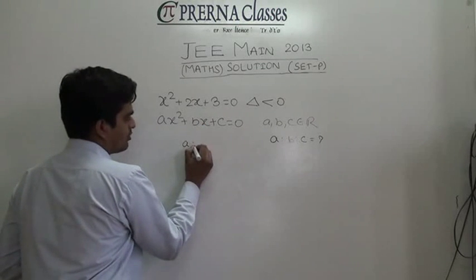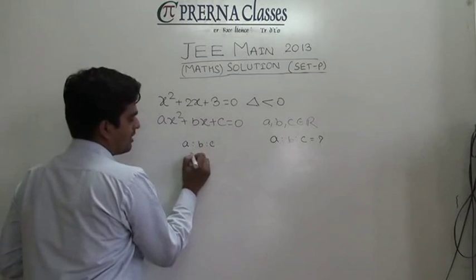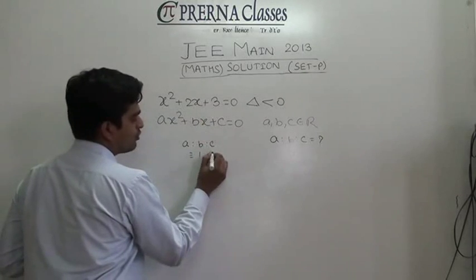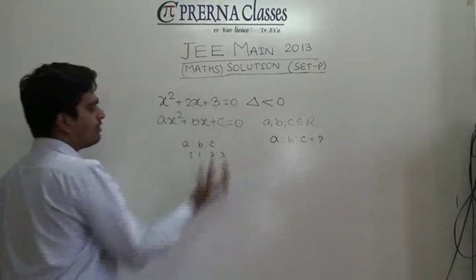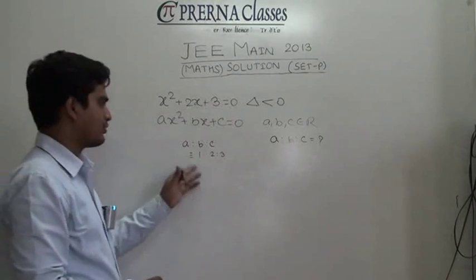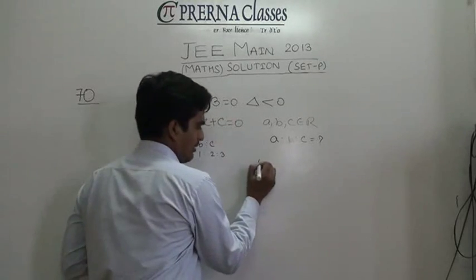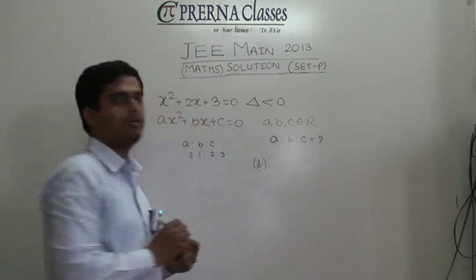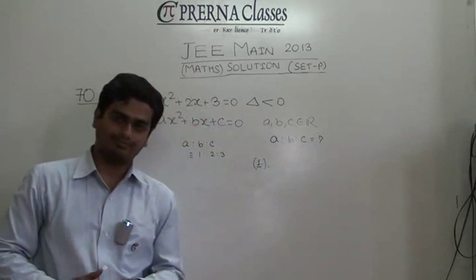This implies a is to b is to c should be directly proportional to 1 is to 2 is to 3, because the two equations are perfectly the same. So this implies the first option given in that problem.